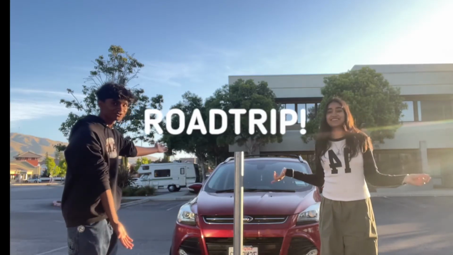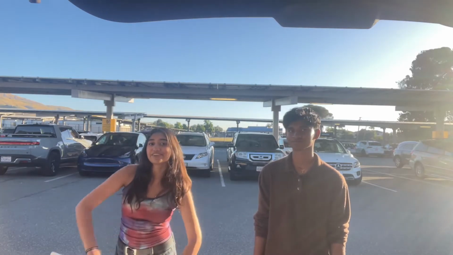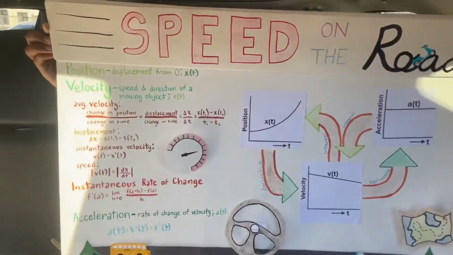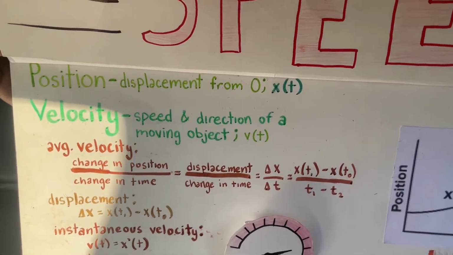Let's go on a road trip and learn some math along the way. How are we going to learn math on a road trip? Well, you can describe the movements of the car using math terminology. The position of the car is how far the car has traveled with respect to the origin, or zero.